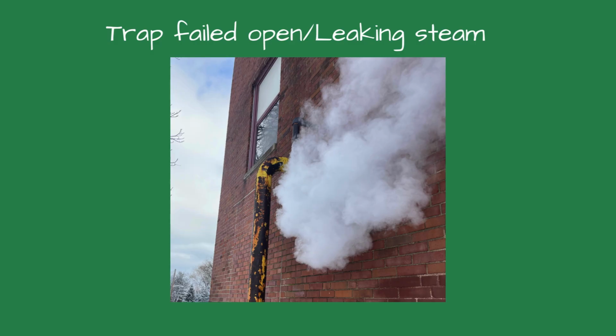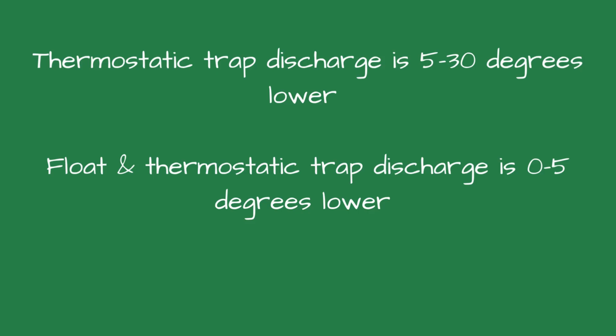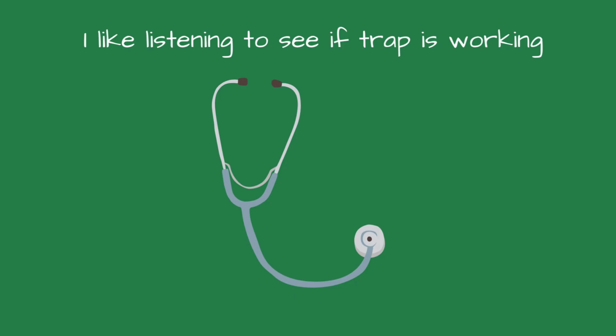Checking the operation of a thermostatic or the floating thermostatic traps can be tricky. A properly functioning thermostatic trap will have a cooler discharge temperature than the inlet, unless a nearby trap is leaking. The discharge temperature of an F&T trap is within 5 degrees of the supply temperature. I like using the stethoscope to check the steam traps and listen for the mechanical noises of the trap operating. If you hear a constant hiss, that usually means the trap is leaking through.